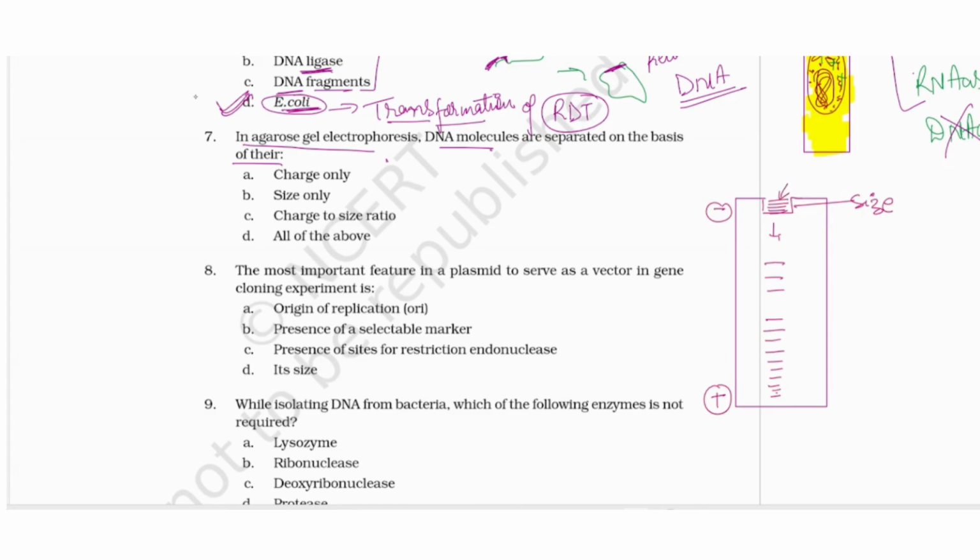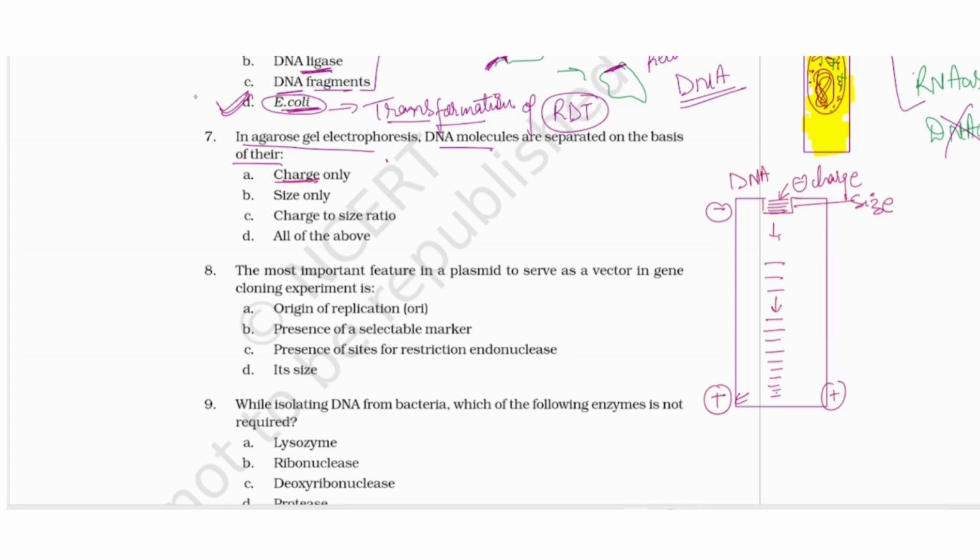DNA in itself has a negative charge. So DNA, being negatively charged, will try to move very fast towards the positive end, towards the positive pole. So it depends upon the charge as well as the size. And the ratio between them also matters: the charge should be high, and the size should be very low. Small size, small fragments will move very fast.